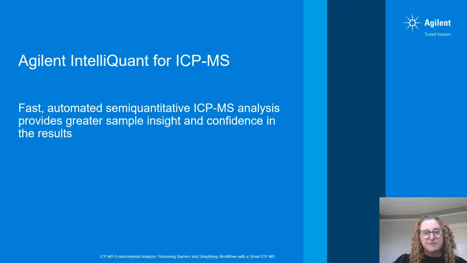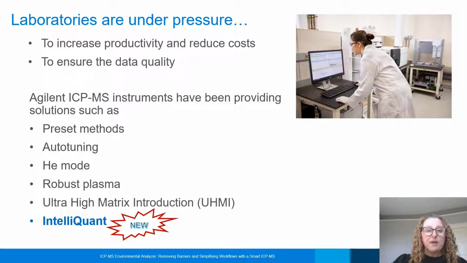We know that many laboratories are under pressure to increase productivity, to reduce costs, and to ensure that they have excellent data quality. We've already told you how we have done some things to help with this, like we have preset methods, we do auto tuning for you, we have our helium mode, we have robust plasma, we now have standard UHMI on our 7850. But something even newer than that is now our IntelliQuant. So let's learn a little bit more about how IntelliQuant is going to help you.